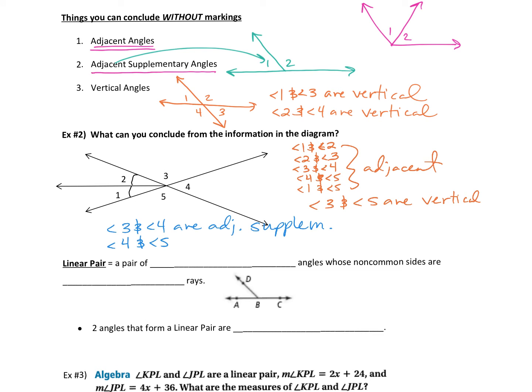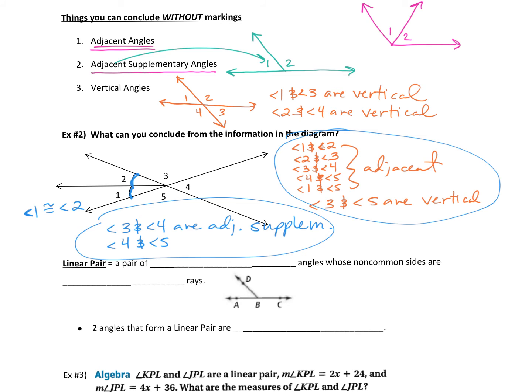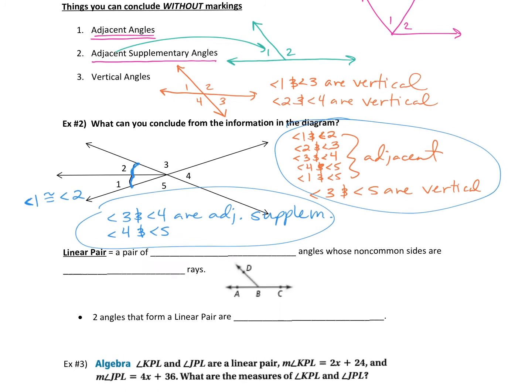Is there anything else you know that's true in this picture? What are the markings in this picture telling us? 1 and 2 are the same. Yes, you also know in this picture that angle 1 is congruent to angle 2. So with markings given, you're allowed to say that's true. But if there are no markings, these are the only things that you can say are true. Okay? All right.